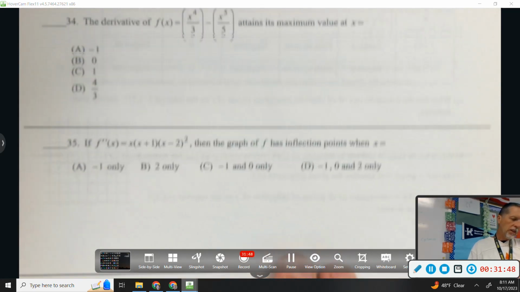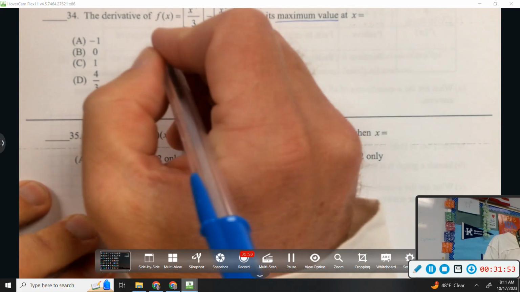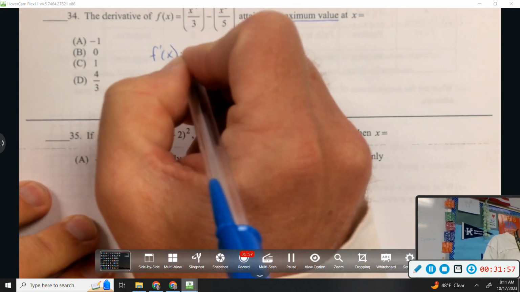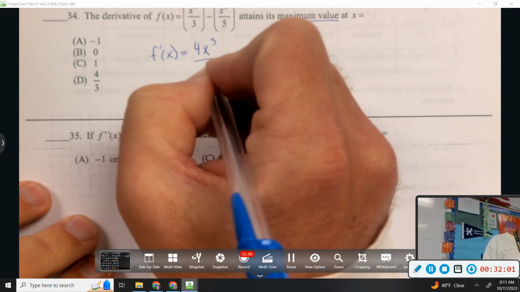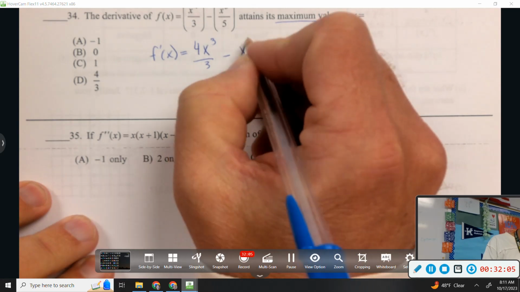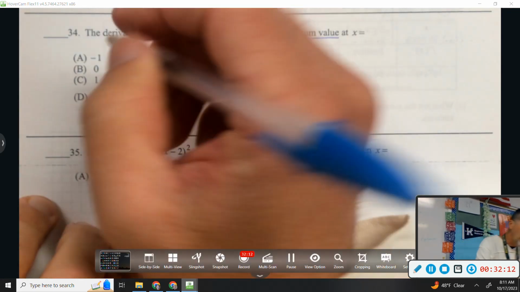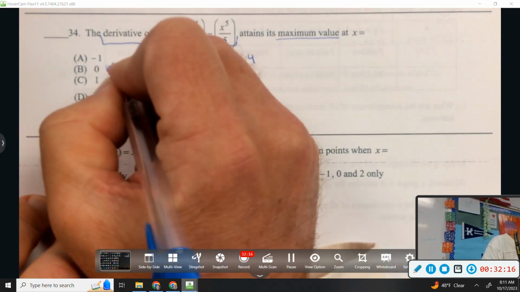34, the derivative attains its maximum value. Okay, well let's find its derivative first, and then we'll worry about the maximum value. So that would be 4x cubed over 3 minus x to the 4th. But that's the derivative of f. So I want the max value of that thing.